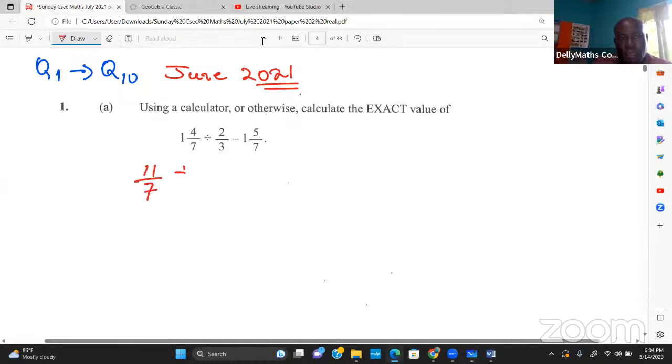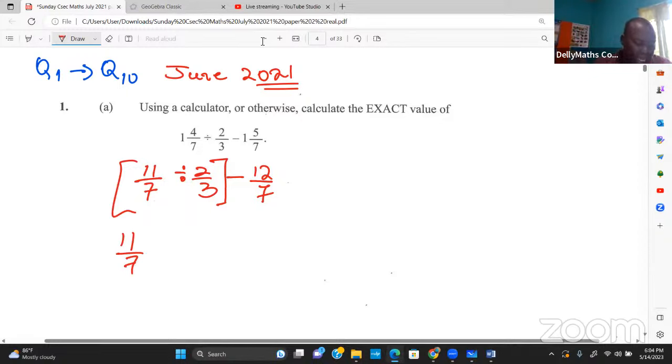that's going to give us 11/7. This is going to be divided by 2/3. And in the end, we're going to take 7 times 1 plus 5, 12/7. All right. So we're going to work out this first piece here. We're going to be dealing with that first. Remember that we actually don't divide the fractions. So if you get fractions to divide, we're going to change the division to multiplication and then reciprocate the fraction that comes after it. So we're going to get 3/2 right there.